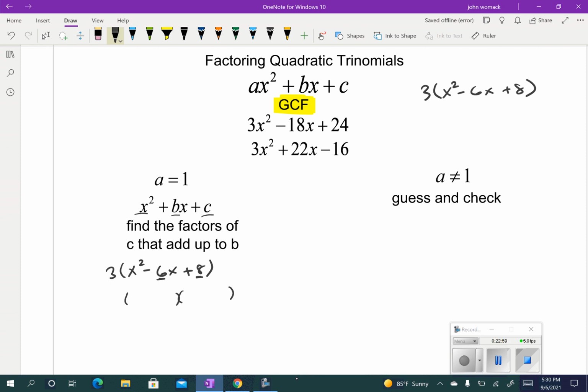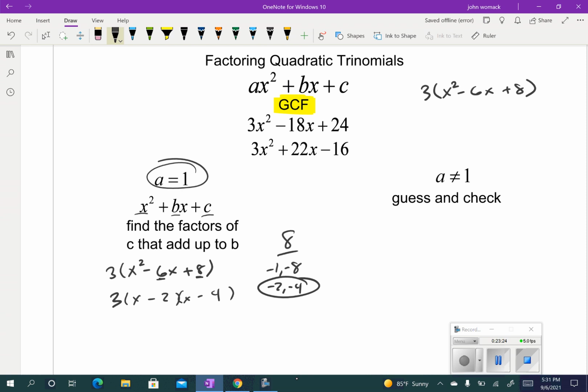Let's do our 2 sets of parentheses. I know it's an x and an x. Now, to get a positive 8, it's got to be 2 negatives, because it has to add up to a negative. So it could be negative 1 and negative 8, or negative 2 and negative 4. That one adds up to be negative 6. So it's x minus 2, x minus 4. It's one of those really quick, easy ones. Again, the reason why it was easy is because a was equal to 1. There is nothing in front of the x squared. Okay, let's try this next one.